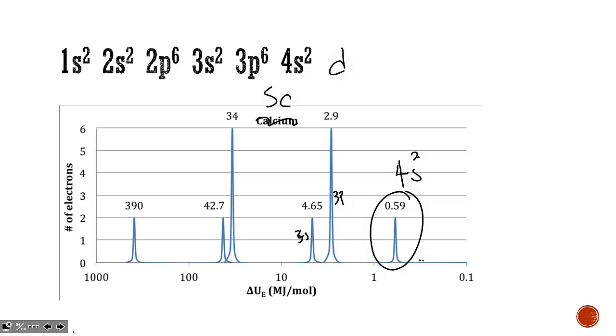Because it's not a p, scandium's that first one in the dip in the center. Those are known as the d orbital. D doesn't stand for dip, it's just coincident. It's just a trick of the English language.